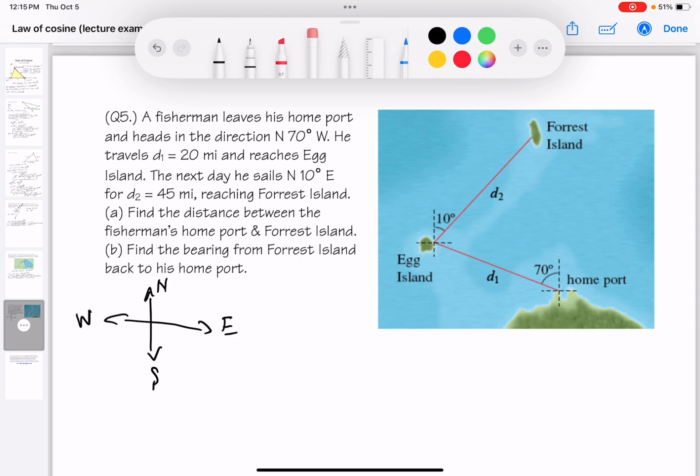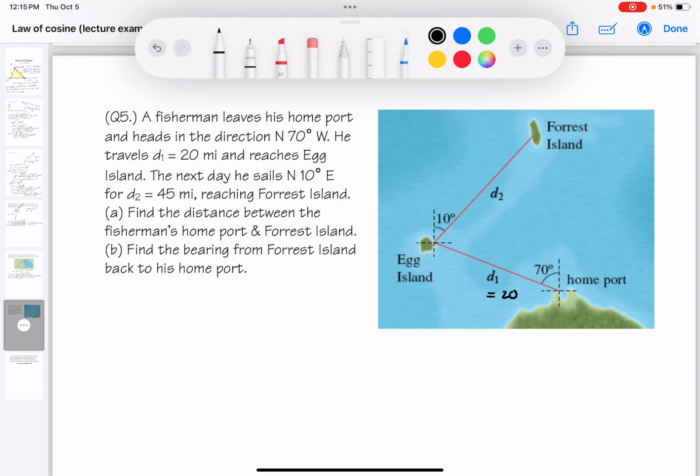All right, so I know they're talking in that system where they're talking about north, south, east, west, right? So let's take a look. It says, look at the picture, north, but 70 degrees west. I see that. He travels a distance of 20 miles. So I can write that down, and this is going to be 20 over here. So this D1 is 20 miles, all right?